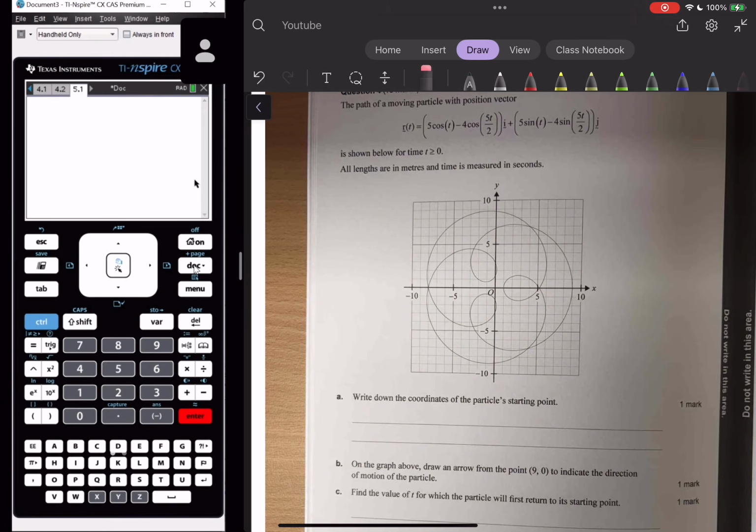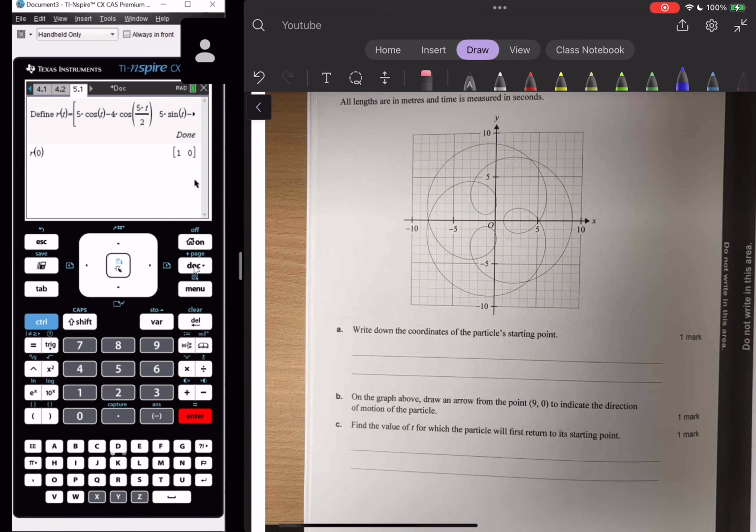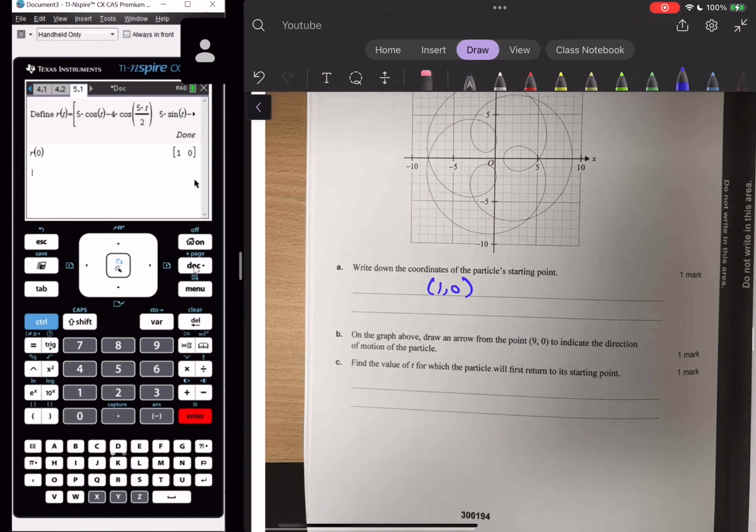So we're going to define r of t to be equal to 5 times the cosine of t minus 4 cosine of 5t on 2, comma, 5 times the sine of t minus 4 times the sine of 5t on 2. Okay, and we're going to take a look at r of 0. So this is just 1, 0. Nice and simple. They're really giving us quite simple and short questions in this exam.